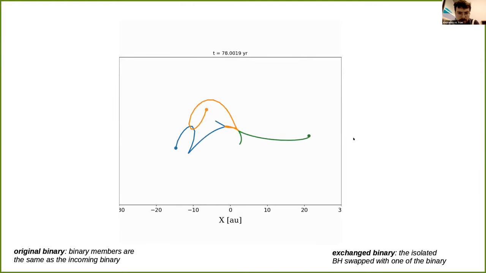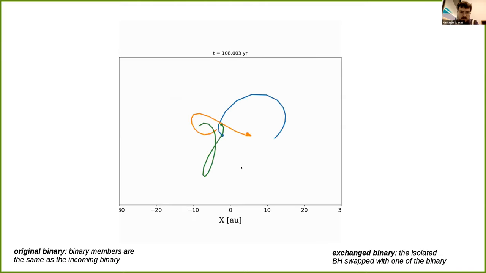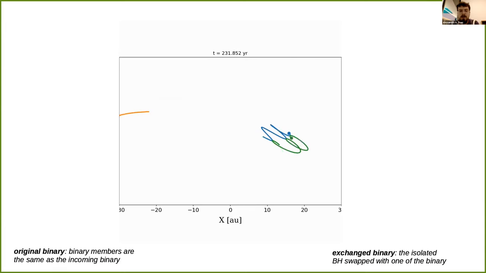There is an incoming binary coming from the left and a single body from the right. They start an extremely chaotic dance of gravitational interaction. And as we know, this chaotic three-body problem doesn't have any stable solution, so the system is bound to break up into a binary and a single star. And it might happen that the final binary that exits from this interaction is the same as the original one, so the same black holes or the same stars. In this case, we call it an original binary. While if there was a swap between the single and one of the binary members of the initial binary, then we call this an exchanged binary. And this, of course, is going to affect the gravitational wave properties, because the masses will be different.